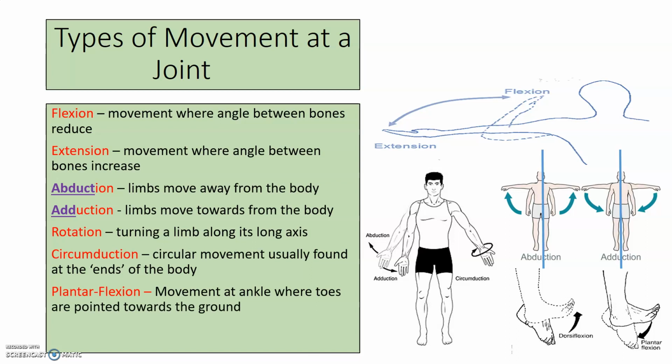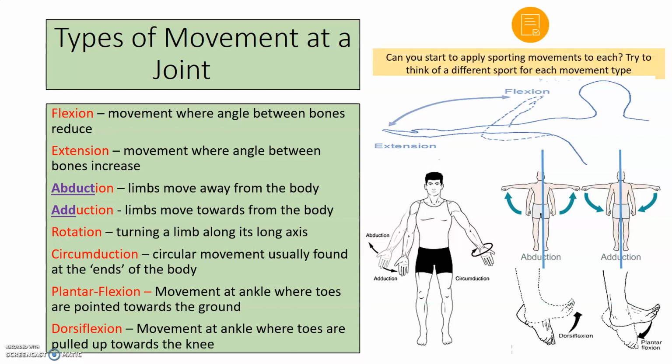And then finally, the last two, we've got plantar flexion and dorsiflexion. So plantar flexion is this movement at the ankle where the toes are pointed towards the ground. And then we've got dorsiflexion, where the toes are pulled up towards the knee. So again, pause your video here, see if you can start to think of any examples of the sporting movements that happen within each of these kind of muscle movement types.